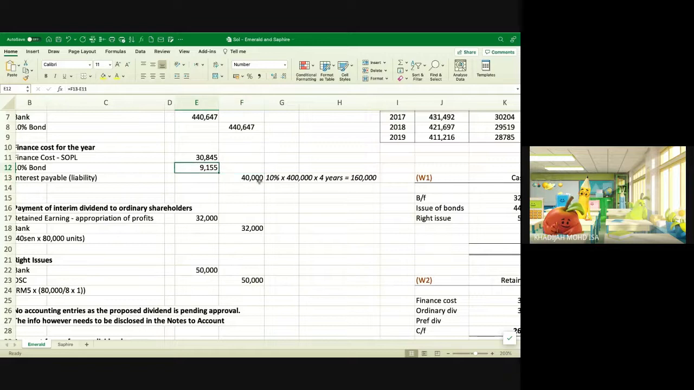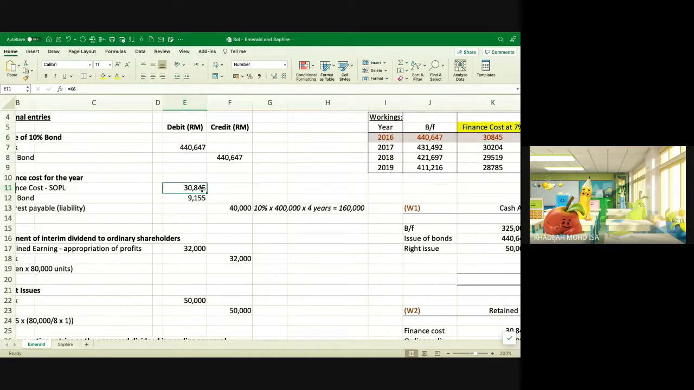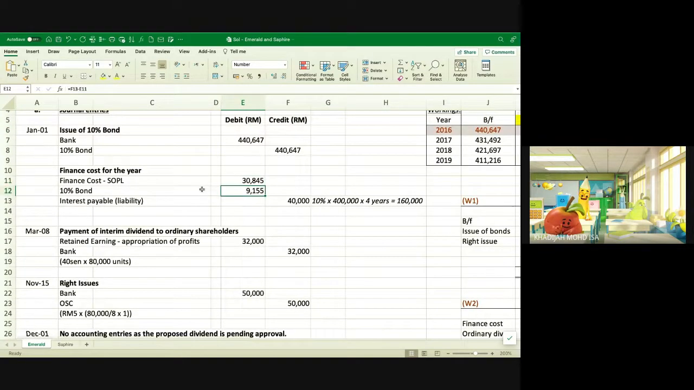The finance cost of 30,845 is actually from the 7%. And the difference between here is, what is this? Why do you have 9,155 in the 10% bond here? Why is that debited? Why do you have 9,155 here? It's the difference between your interest payable and your finance cost. So the 9,155 is debited, which means that it reduces your bond here.